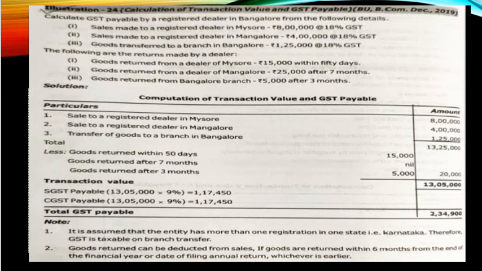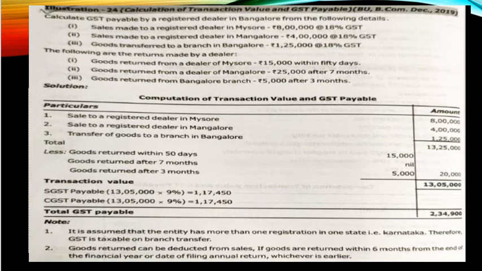They've given sales made to a registered dealer in Mysore 8 lakh at 18% GST, sales made to a registered dealer in Bangalore 4 lakh at 18% GST, goods transferred to branch in Bangalore 1,25,000 at 18% GST. The following are the returns made by the dealer. Goods returned from the dealer of Mysore is rupees 15,000 within 50 days. Goods returned from dealer of Mangalore 25,000 after 7 months. Goods returned from Bangalore branch 5,000 after 3 months.